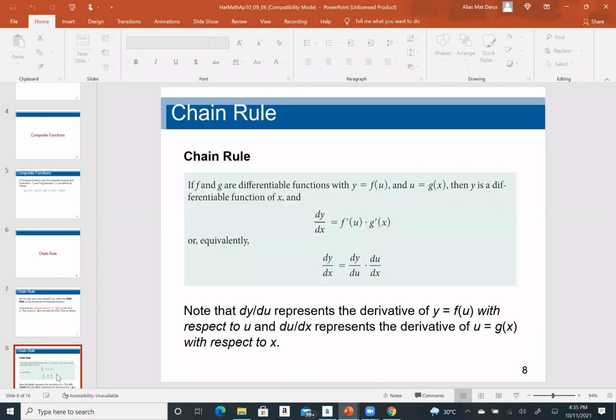So what is the rule? Easy. You want to find dy/dx. So what we do, you take dy/du, the derivative of y with respect to u, and then you multiply it by du/dx, the derivative of u with respect to x. So you call it chain rule, because in order for us to get dy/dx, we have to go through u. That's called chain rule. Okay, write it down.